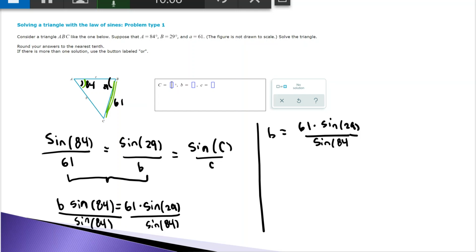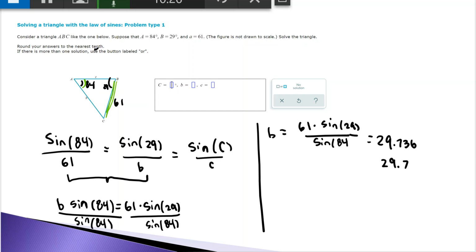gives me 29.736. And they want one decimal place, so 29.7. Okay. Now I'll go to figure out side C.